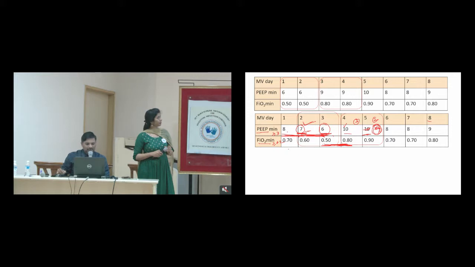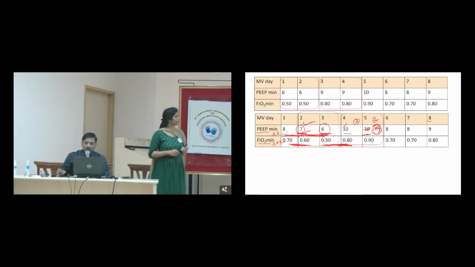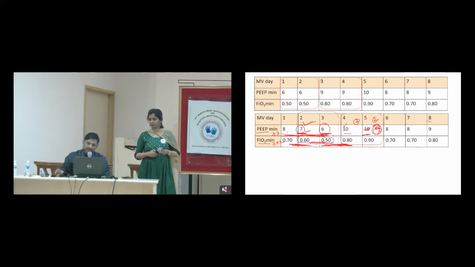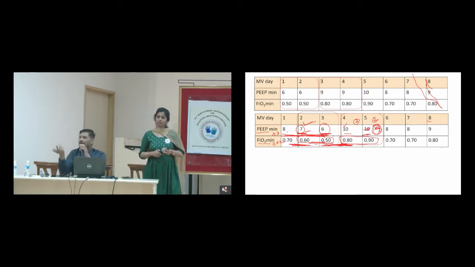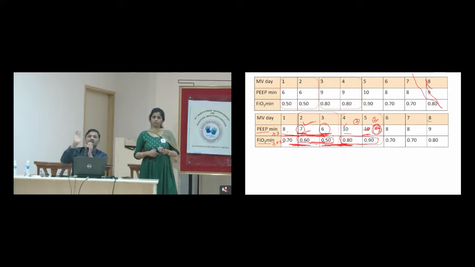You have a baseline here, 0.7 and 0.6. Which is your baseline? 0.6 and 0.5. Okay. Then there is a jump. In this case, you can take. Okay. So we are explaining here in terms of PEEP. FiO2 also you can use the same thing. Okay. All of you are clear now?